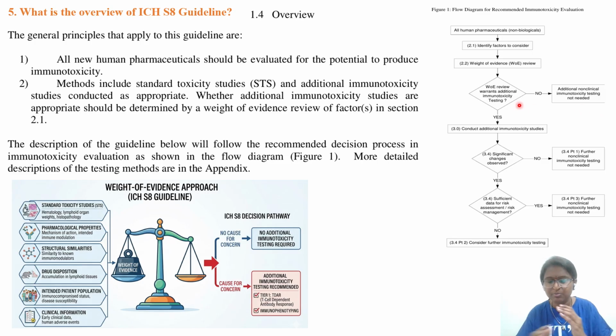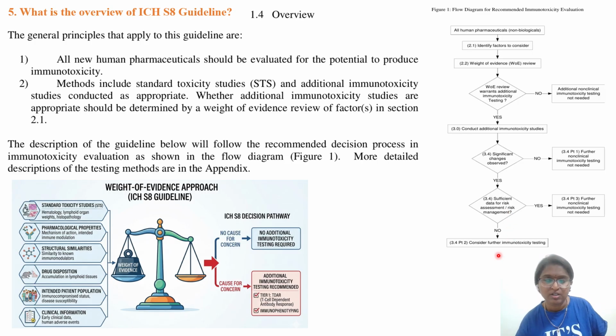Next, if there is a potential concern, if from the repeat dose toxicology studies you find a decrease in the leukocyte count, or an increase or decrease in the thymus weight or thyroid weight, like that, then what you have to do? You have to conduct additional immunotoxicity studies. What are those studies? TDAR, immunophenotyping. That we'll discuss in the next video. Significant changes observed? Yes. If no, then further non-clinical immunotoxicity is not needed. Sufficient data for risk assessment, risk management? Yes. No: consider further immunotoxicity study.